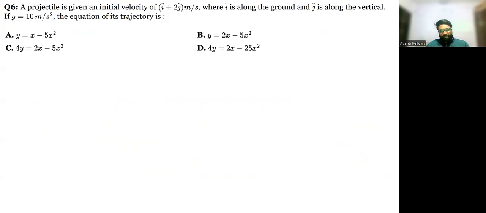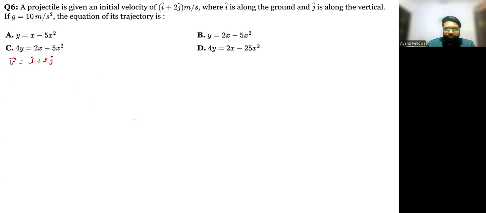Okay. Now, this one. A projectile is given an initial velocity of i cap plus 2j cap meter per second. So here the velocity vector is i cap plus 2j cap, where i is along the ground, which is the horizontal component, and j is along the vertical, which is the vertical component, basically. G is given as 10 meter per second square. Find the equation of its trajectory.